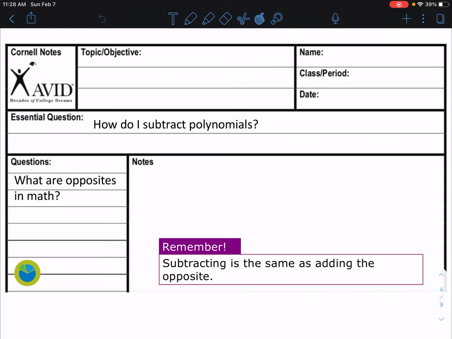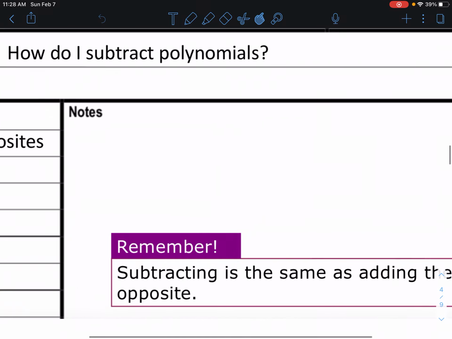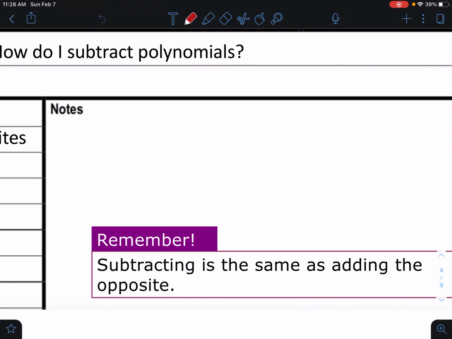Before we get into that, let's talk about opposites in math. And really, when I'm thinking about opposites, I'm thinking about additive inverses. In other words, opposites when you're adding. So, what's the opposite of 7? The opposite of 7 is -7. The reason for that is if you add these together, you get 0. So in order for them to be opposites, they should add together to be 0.